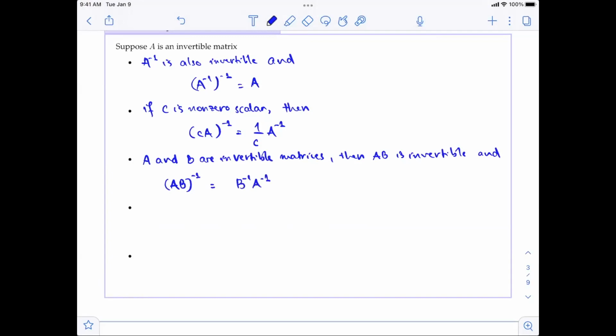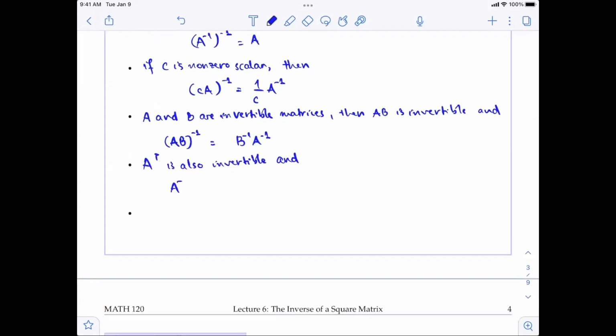Now for the case of a transpose, right? If A is an invertible matrix, then A transpose is also invertible. And the inverse of the transpose is equal to A inverse, and then take the transpose of the inverse.